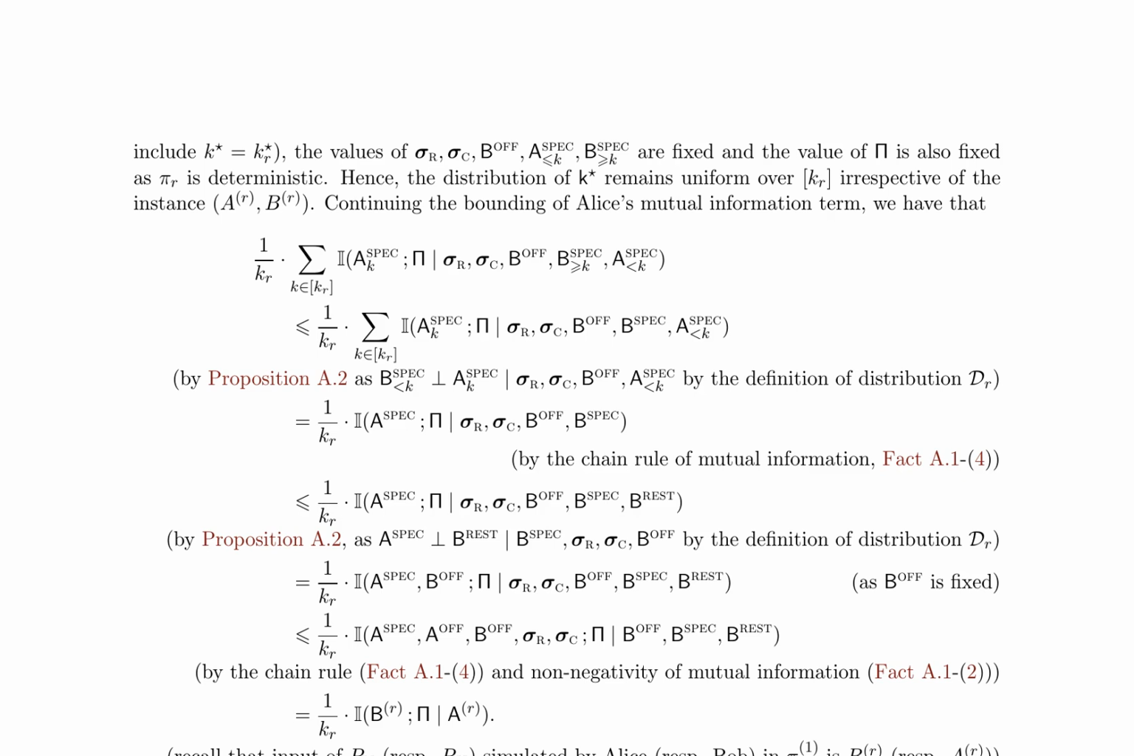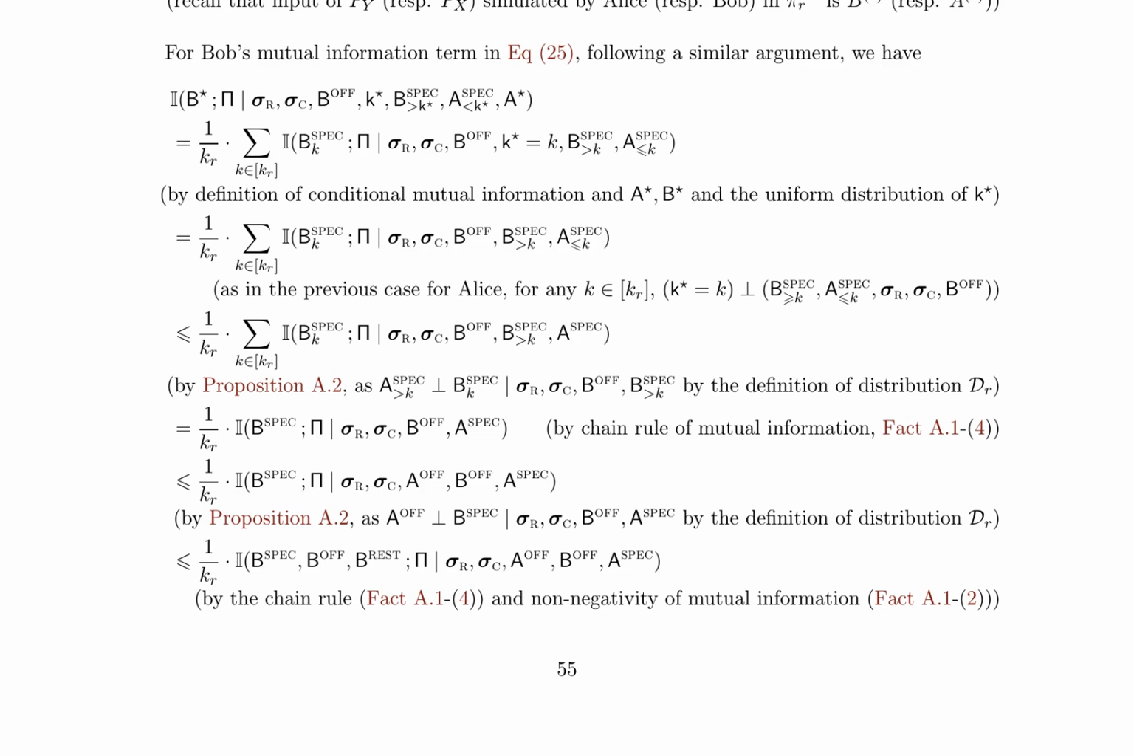In the context of quantum key distribution, the authors investigate the bounding of Alice's mutual information term. When K equals k, the values of σ_r, σ_c, B_OF, A_SPEC, and Π are fixed, resulting in a uniform distribution of k over k_r. This uniform distribution enables the bounding of Alice's mutual information term. The authors employ the chain rule of mutual information and non-negativity of mutual information to further bound this term. A similar argument is applied to Bob's mutual information term, utilizing the chain rule and non-negativity of mutual information. This yields a bound for Bob's mutual information term that is analogous to Alice's case.